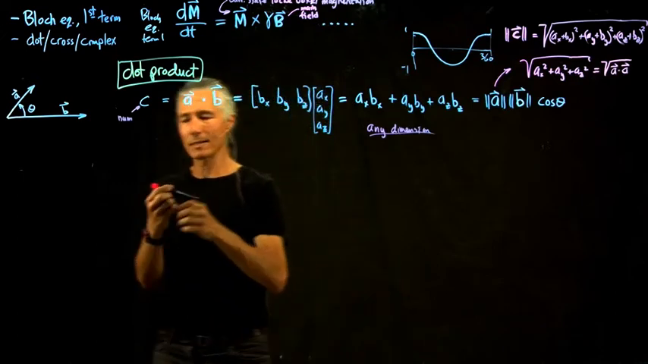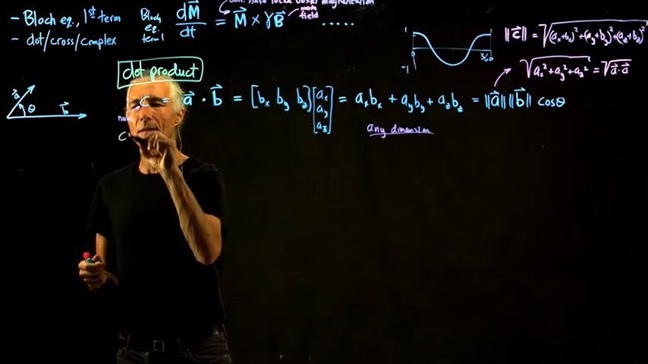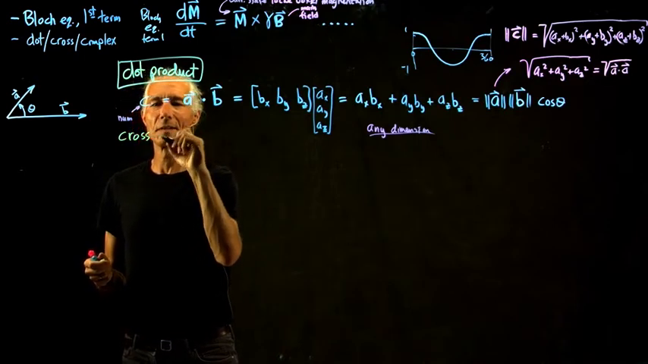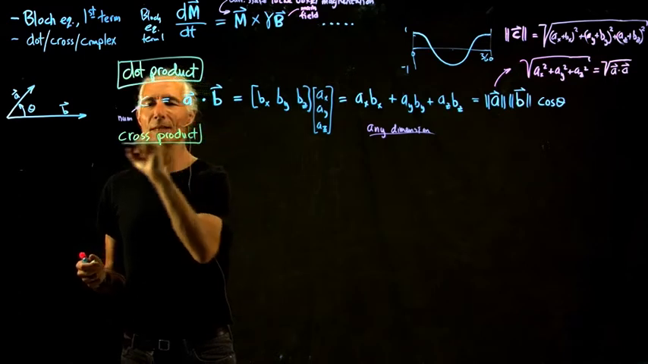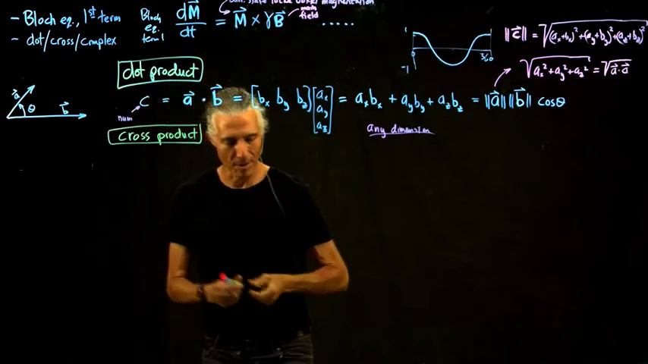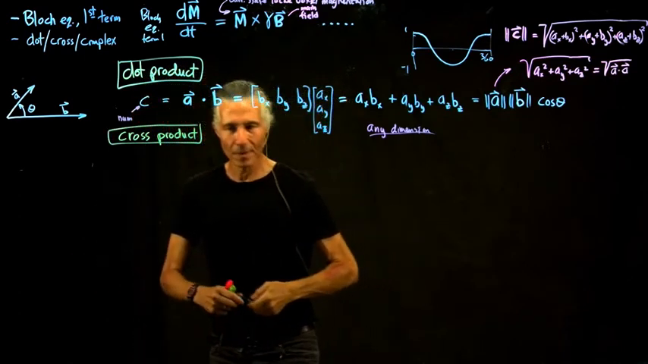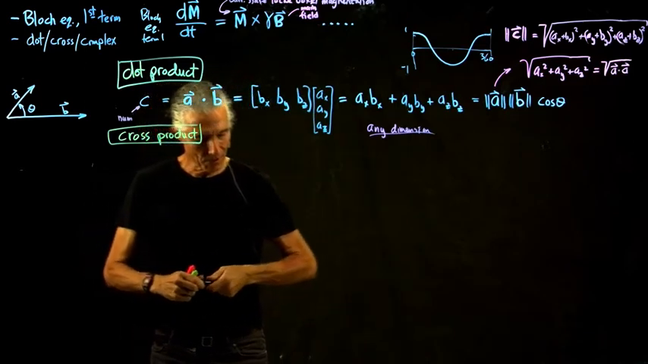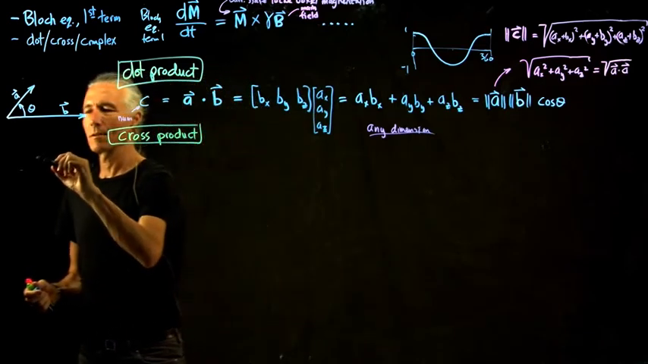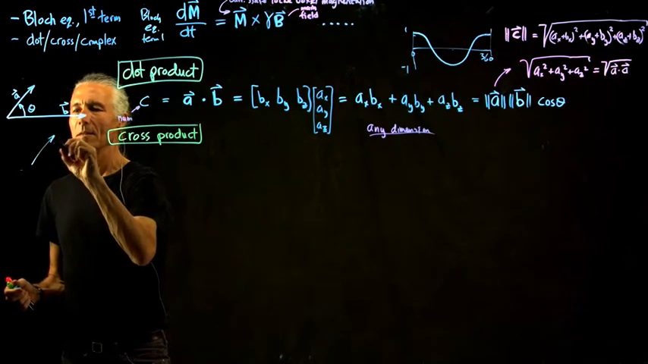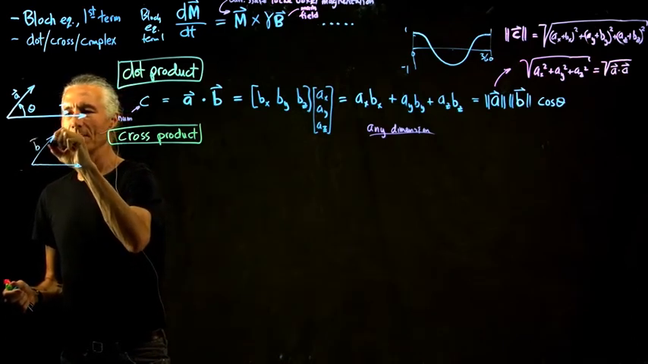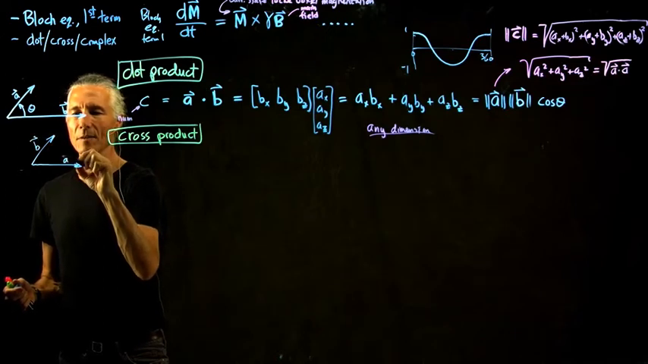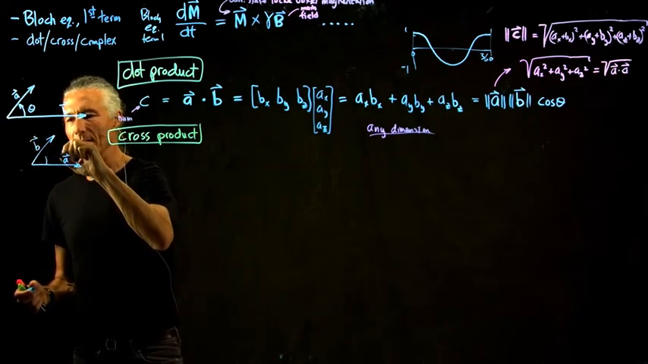So the cross product is kind of a bastard multiplication. It only works in 3D, the particular cross product. So let's draw out the vectors for the cross product. So here's a B vector, and let's put a B vector there and A vector there. There's the angle between them.